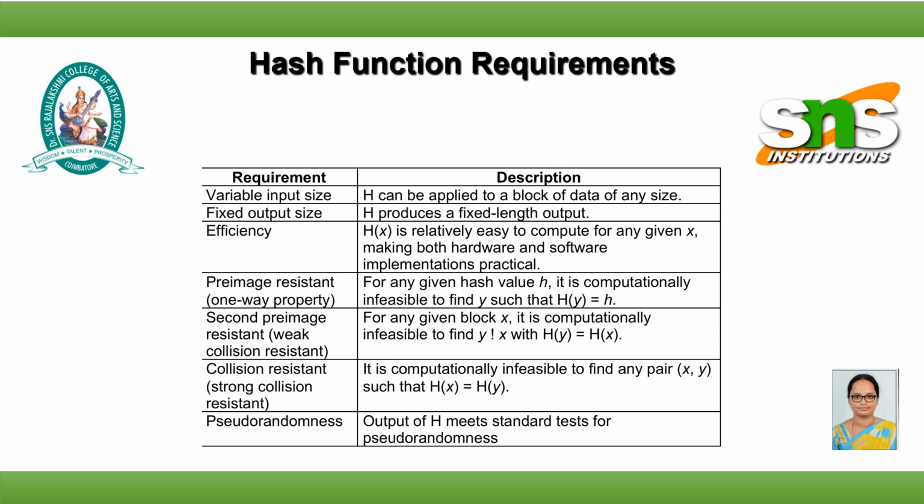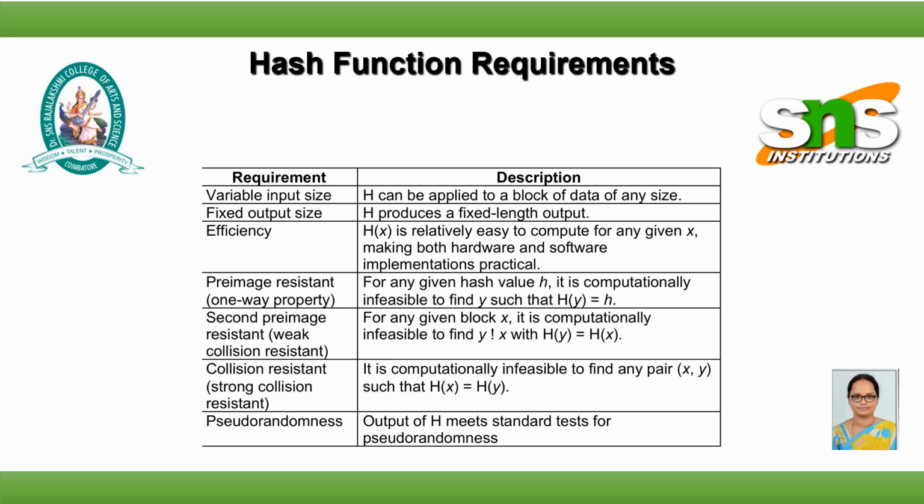Hash function requirements. We need these kinds of requirements: variable input size, fixed output size, efficiency, pre-image resistance, second pre-image resistance, collision resistance, pseudo-randomness. So these are all the requirements we should have if we are using a hash function. Variable input size means the input size is variable, so we don't fix the input size. It can take any kind of data and any size of data.